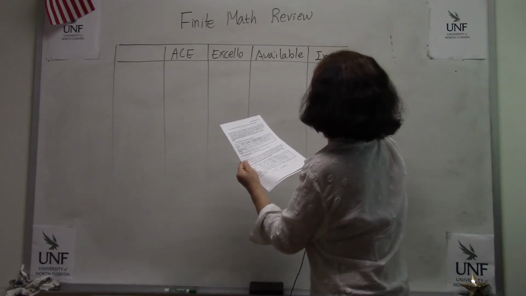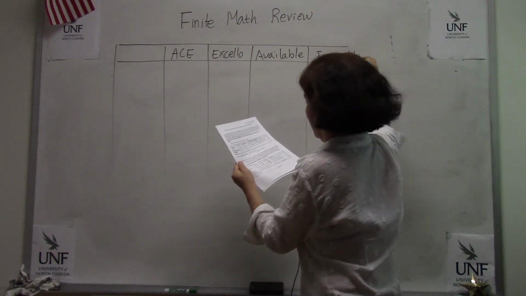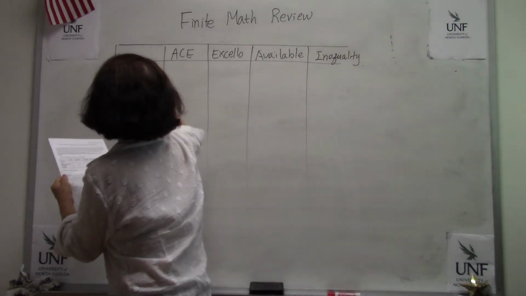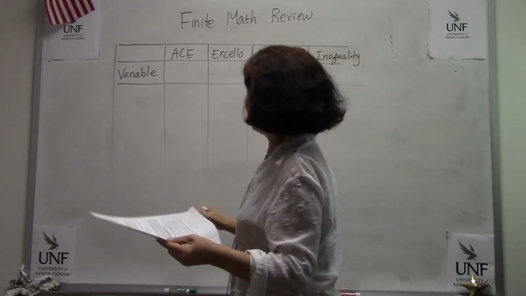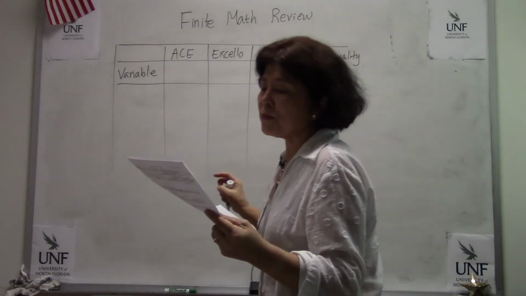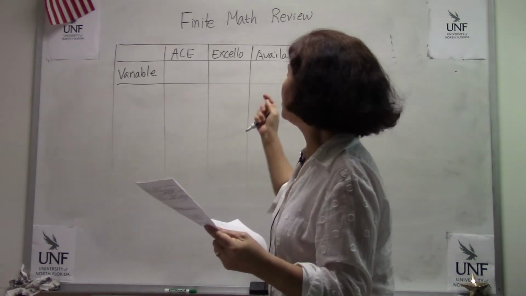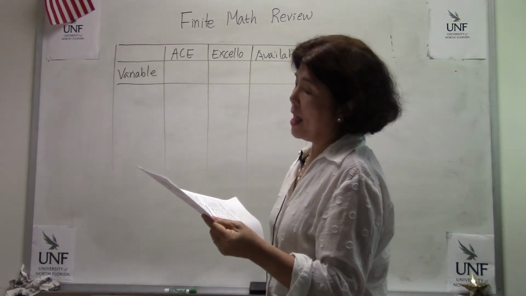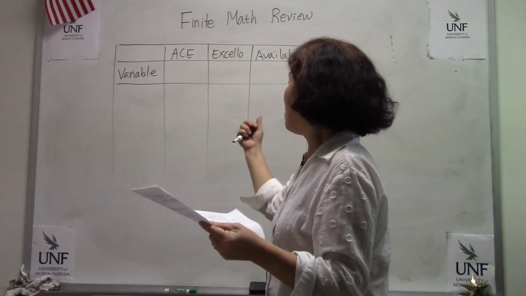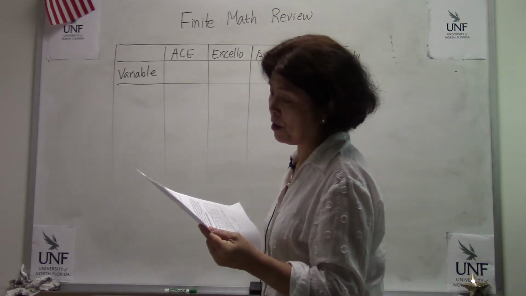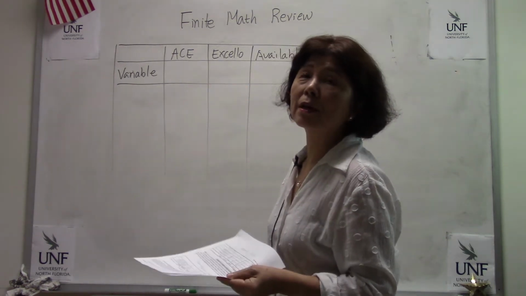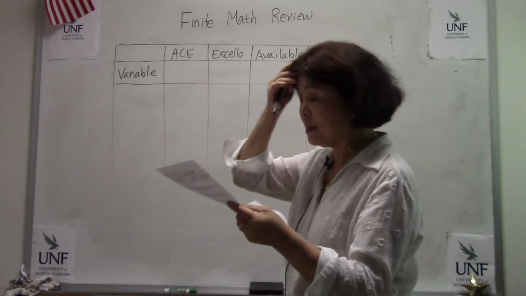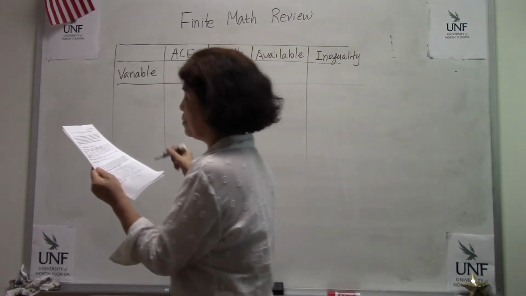Inequality. Okay, so the first part is the variables. The office manager has a budget, and there are characteristics for each kind of file cabinet. You have to fit in that budget. And of course, you cannot put the file cabinet in the hallway, so you have to think about the office space. Those things are all included over here.